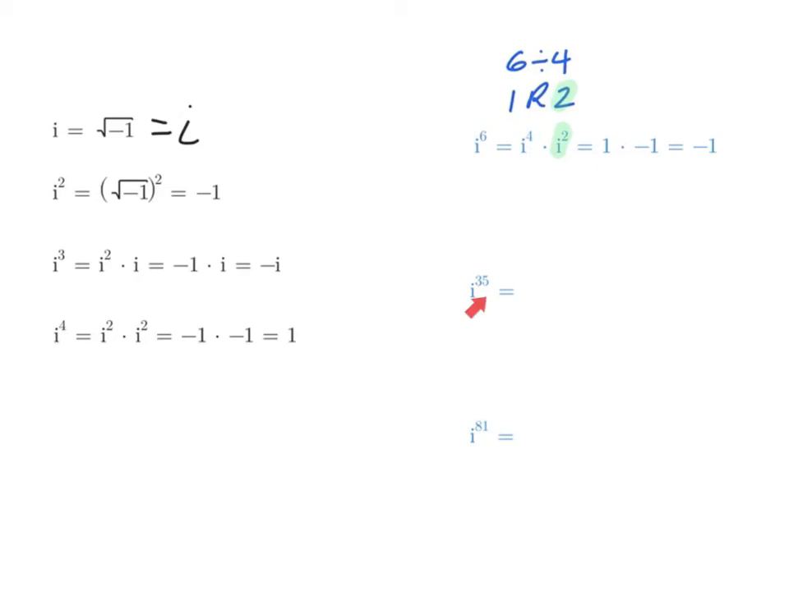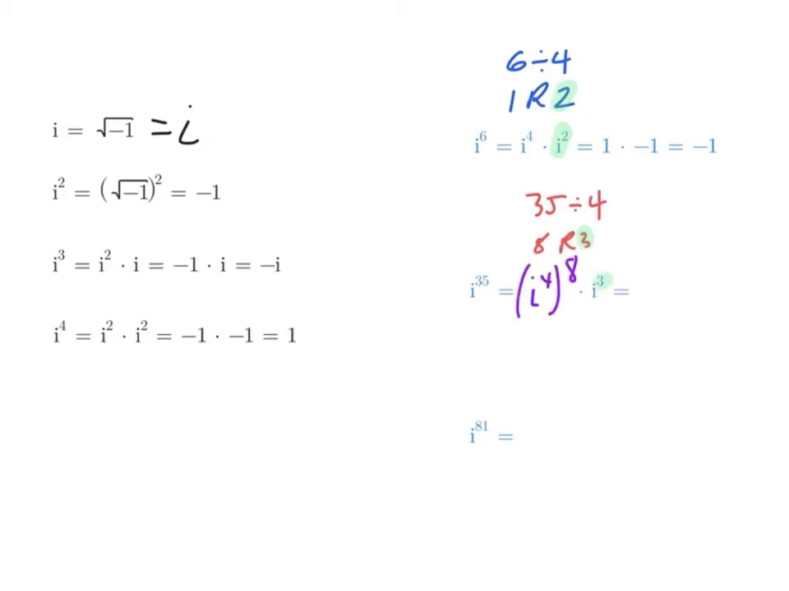All right. 35 divided by 4. How many times does it go in? 8. Remainder what? 3. What this really means is that there's I to the 4th to the 8th. 1 to the 8th. Who cares? The point is it doesn't matter anymore. It's all about this I to the 3rd. What's I to the 3rd?